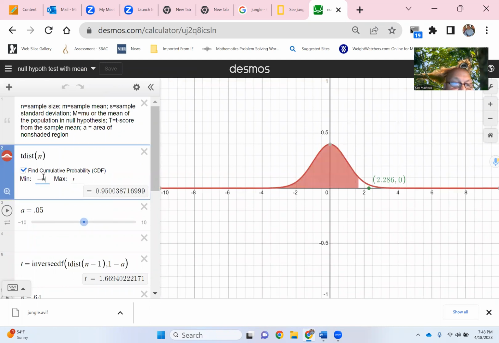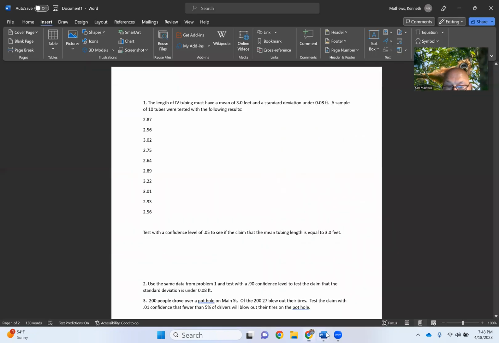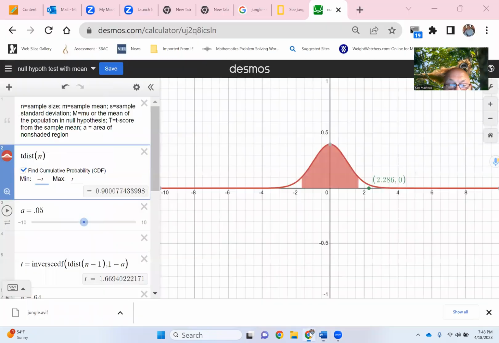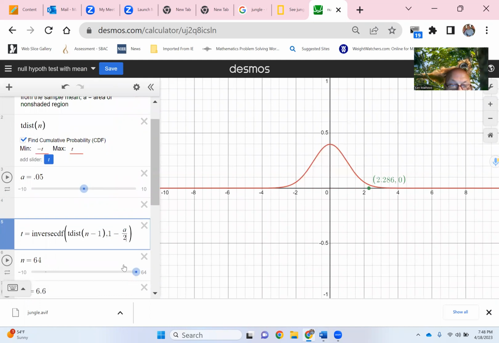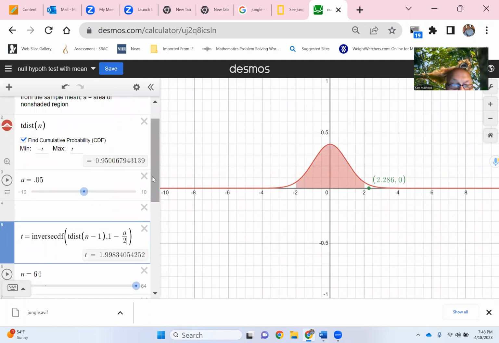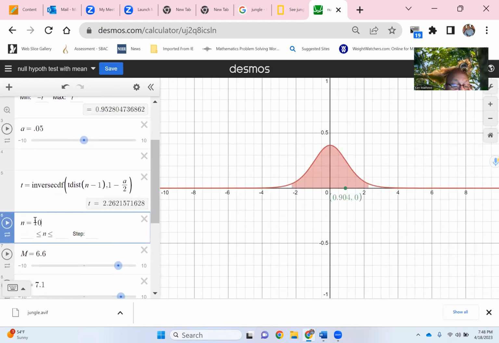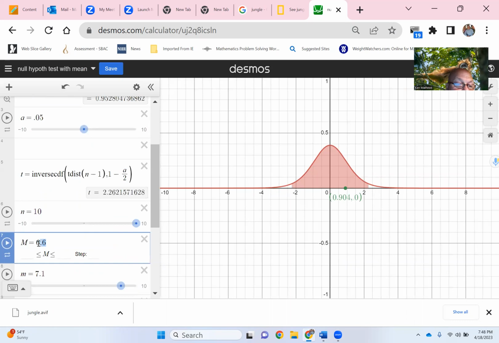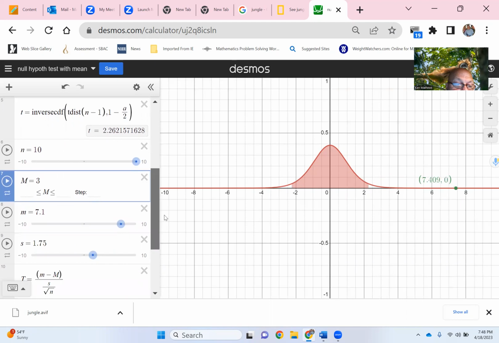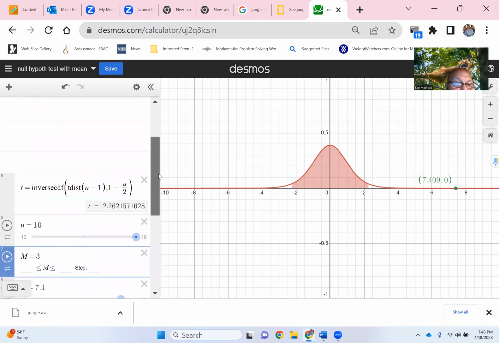So it's going to be a two-tailed test. So I'm going to go negative t and positive t. Let me see what the confidence level is. It's 0.05. So that means I'm going to let this equal 0.05, but I'm going to subtract alpha over 2. So there we have two tails. Okay, our n value was equal to 10. And the claim is that the population mean is 3. And we still have to calculate the mean and the standard deviation to find our t.